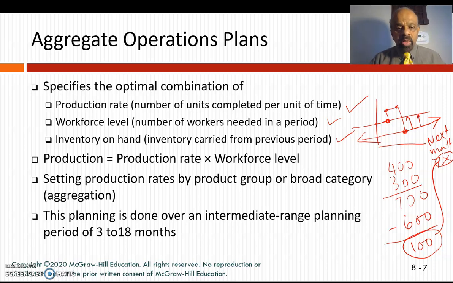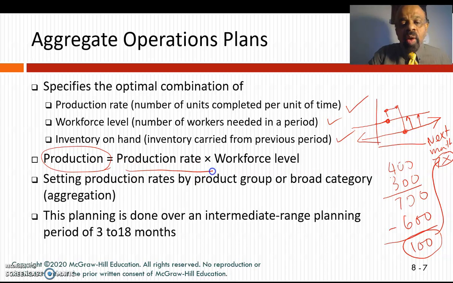Another thing that we need to look at when I'm talking about production, that means the number of units. That means production rate times the workforce level. So if I can make 4 units per hour and I have one person working for 1 hour, how many units can I make? You guessed it, it is 4. If I can make 4 units per hour and I have 2 people working, how many units can I make? Again, you guessed it, it is going to be 8 units. That's the kind of production we are talking about that we'll be using.